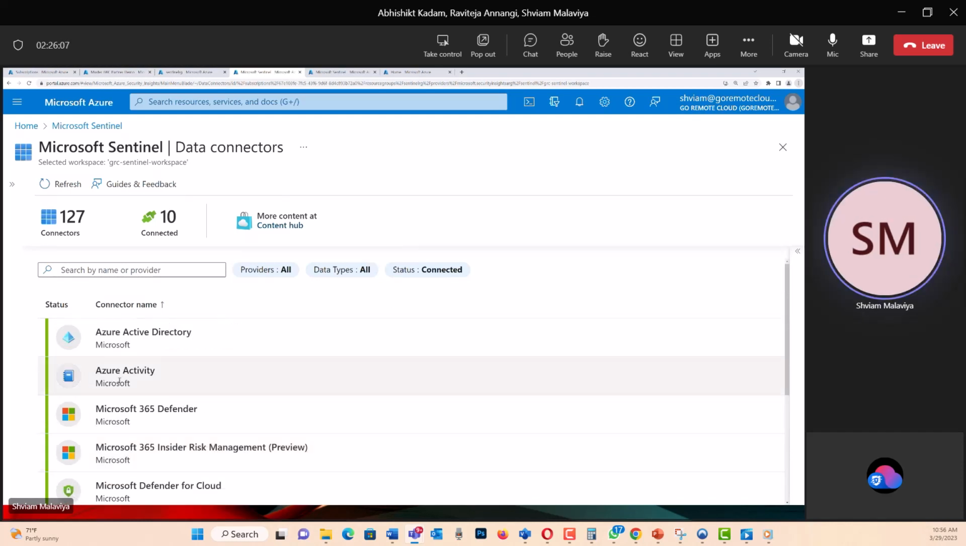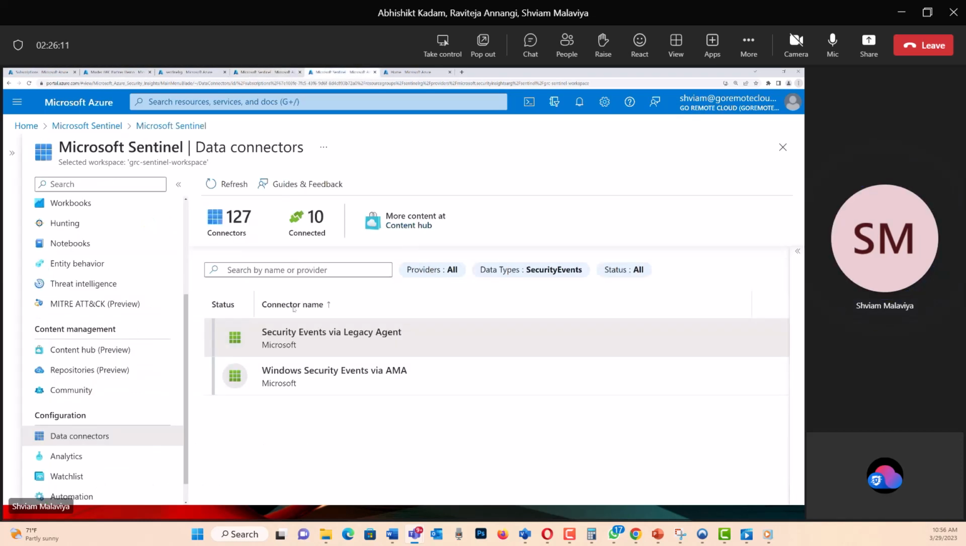The fourth one is security data connectors. And what are security data connectors? To collect data from various sources, you need to configure the relevant security data connectors in Microsoft Sentinel. So here we have security events via legacy agent and Windows security events via AMA.